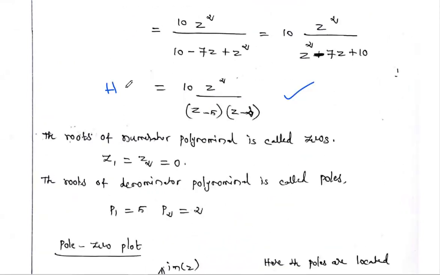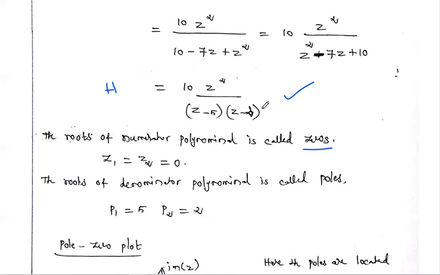So you see this H(z) function, what is the numerator polynomial? z squared. The roots of the numerator polynomial are called zeros. So z squared means a second order function. What is the root for the function z squared? It's 0. So the first zero and the second zero both have the value 0. Here the zero value is also 0.